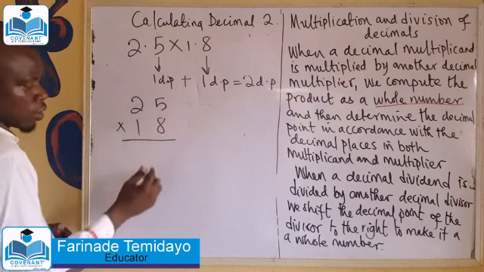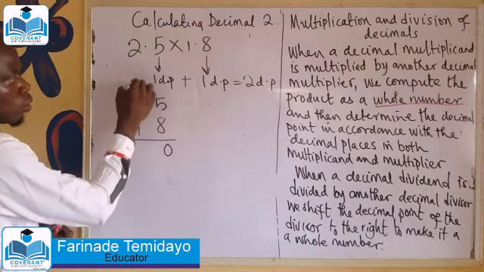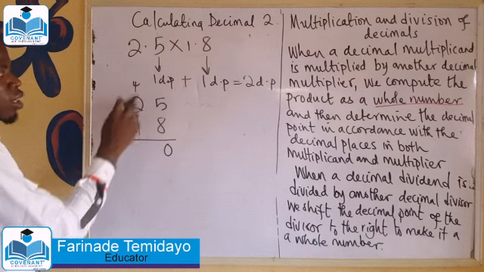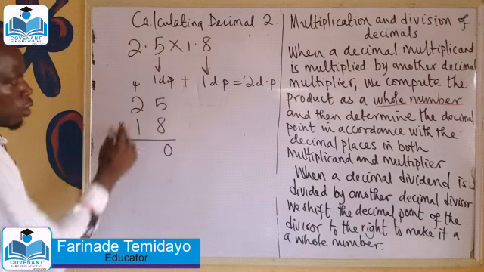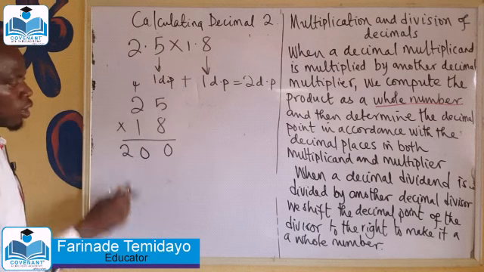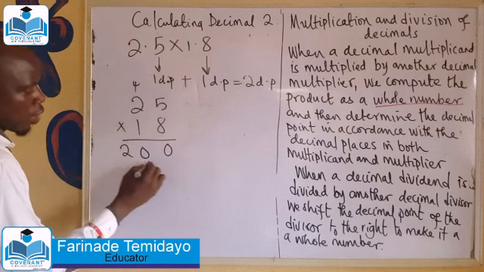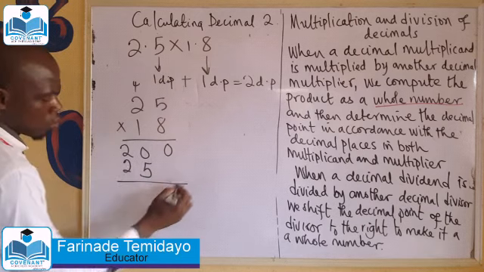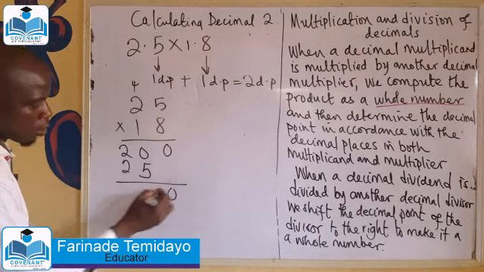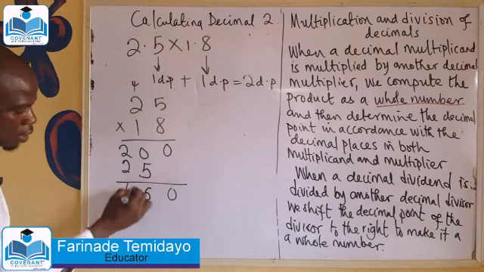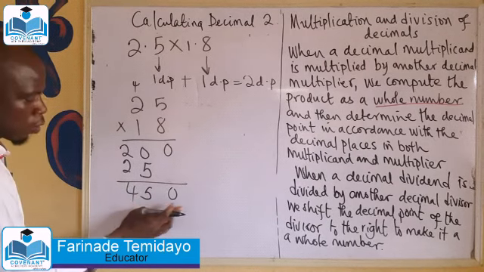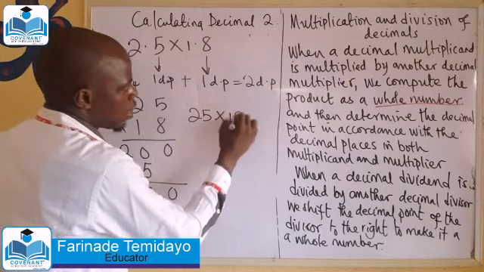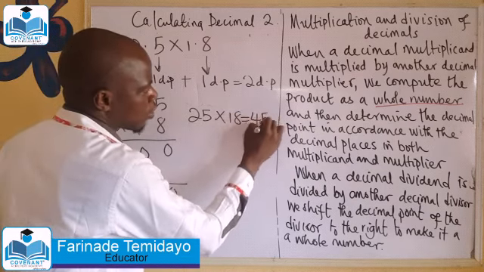Now, can we see? 8 times 5 is 40. That means 0, your 4 here. 8 times 2 is 16. 16 plus 4, that's 20. Then you have your 1 times 5 is 5. And here 1 times 2 is 2. Then this is 0, this is 5, and this is 4. You are having your answer as 450. That means 25 multiplied by 18 is equal to 450.